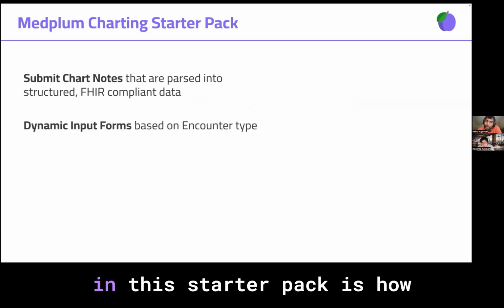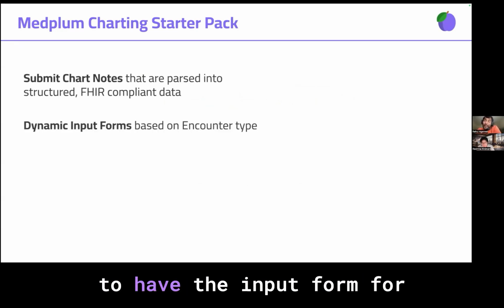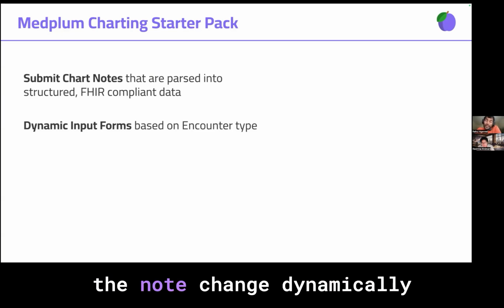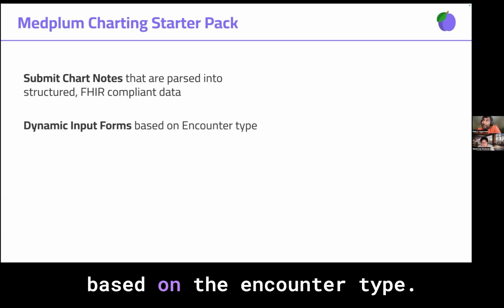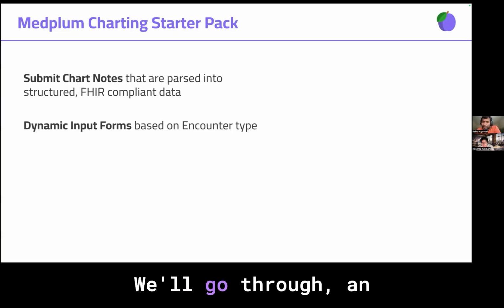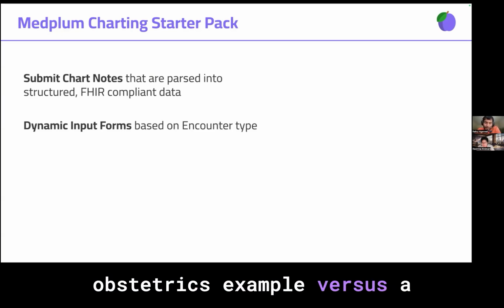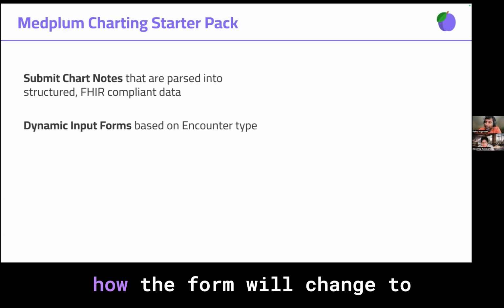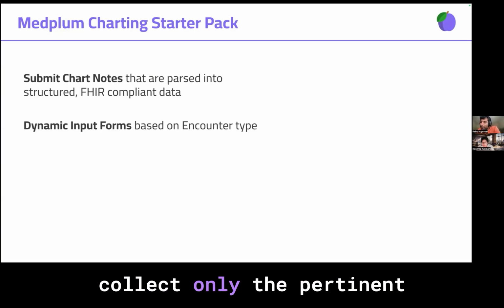One of the features we'll show in this starter pack is how to have the input form for the note change dynamically based on the encounter type. We'll go through an obstetrics example versus a gynecology example and show how the form will change to collect only the pertinent data for that encounter.